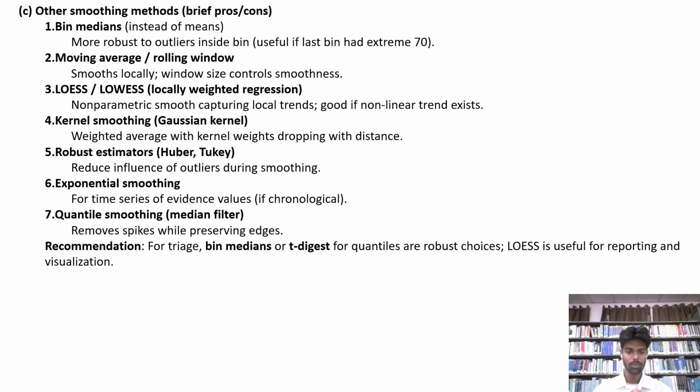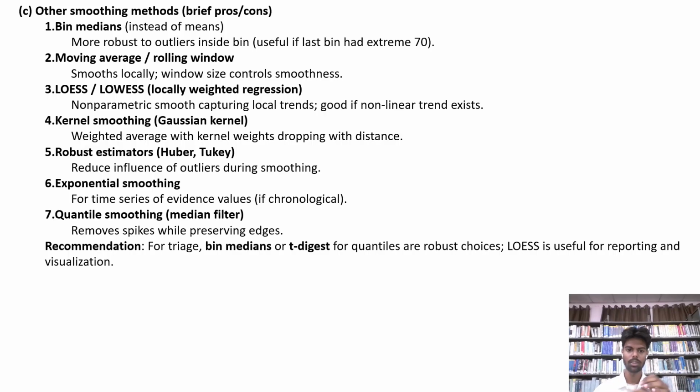Other smoothing methods include the following, and we're going to conclude with brief pros and cons. First, the bin median method, instead of the mean, is more robust to outliers inside the bin, useful if the last bin has extreme values. Second, moving average or rolling window smooths locally; window size controls smoothness. Third, LOWESS, or locally weighted regression, is a non-parametric smoother that captures local trend, good if non-linear trends exist.